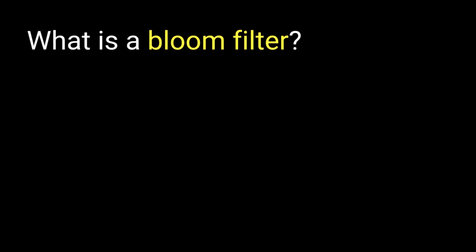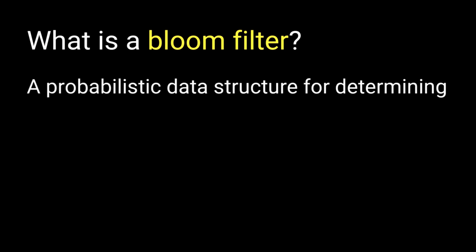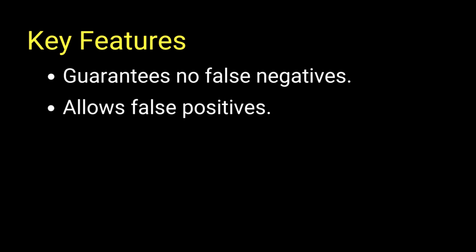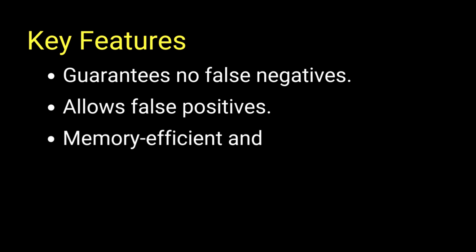So, what is a Bloom filter? It's a probabilistic data structure used to check if an element is part of a set. Now here's the catch. Bloom filters guarantee no false negatives. If it says an element isn't in the set, it's absolutely correct. However, they do allow false positives. That means it might say an element exists when it actually doesn't. It's incredibly memory efficient and super fast.